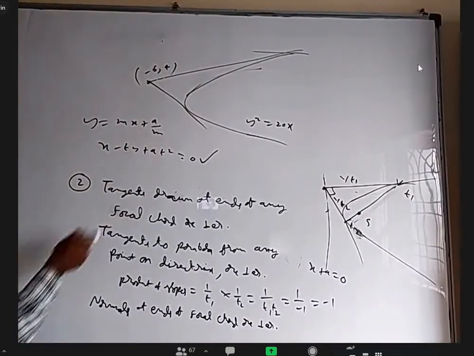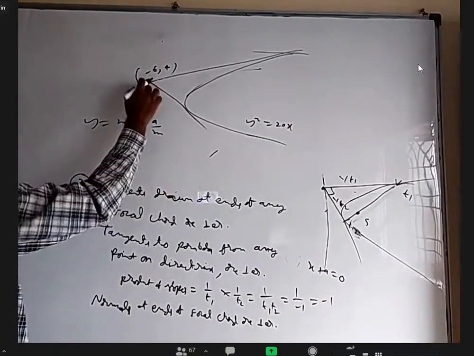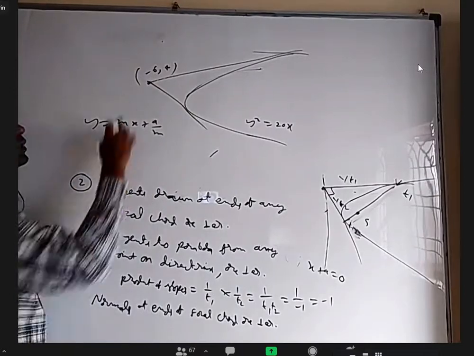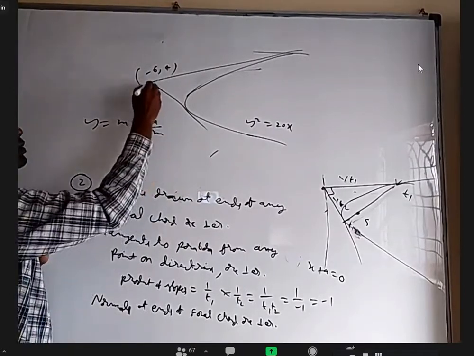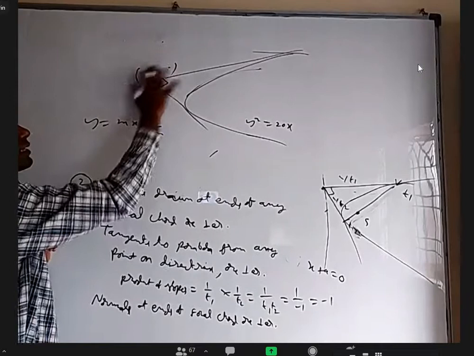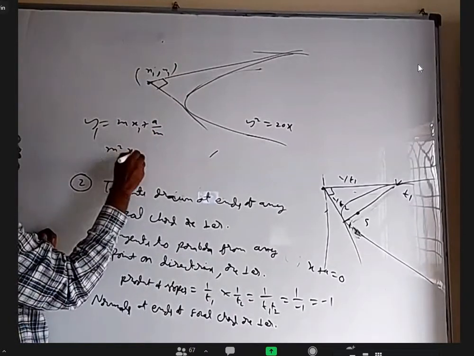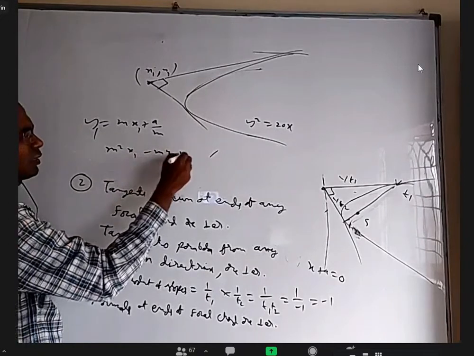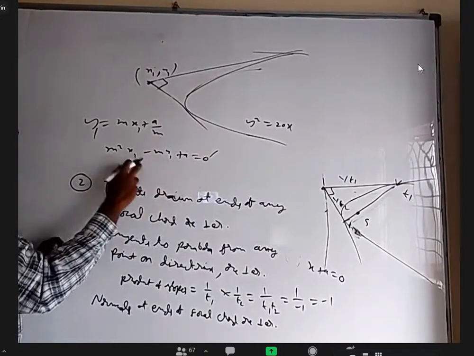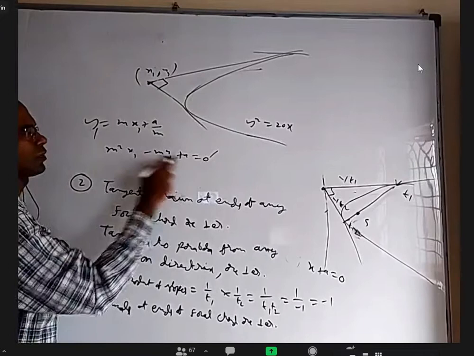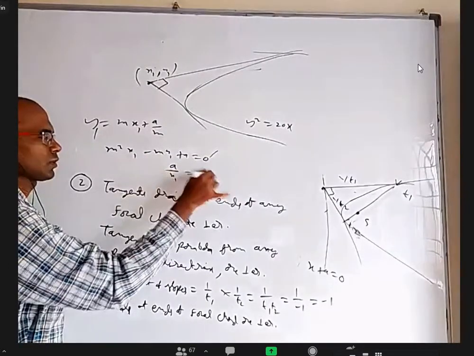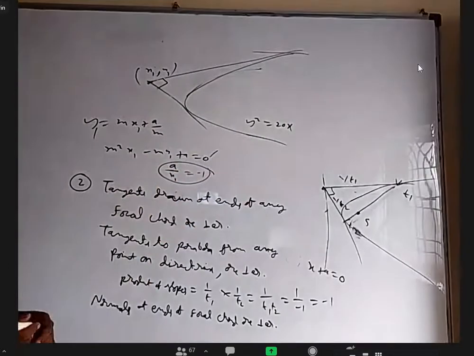Right? Okay. So another way to prove that if you take any point on the directrix, the tangents are perpendicular, or what is the locus of the point from which I can draw perpendicular tangents? You take this point as x1, y1, substitute it here, you will get m square x1 minus m y1 plus a equal to 0. Product of the slopes should be minus 1. What is the product of the slopes? a by x1 equal to minus 1. You will get x plus a equal to 0.